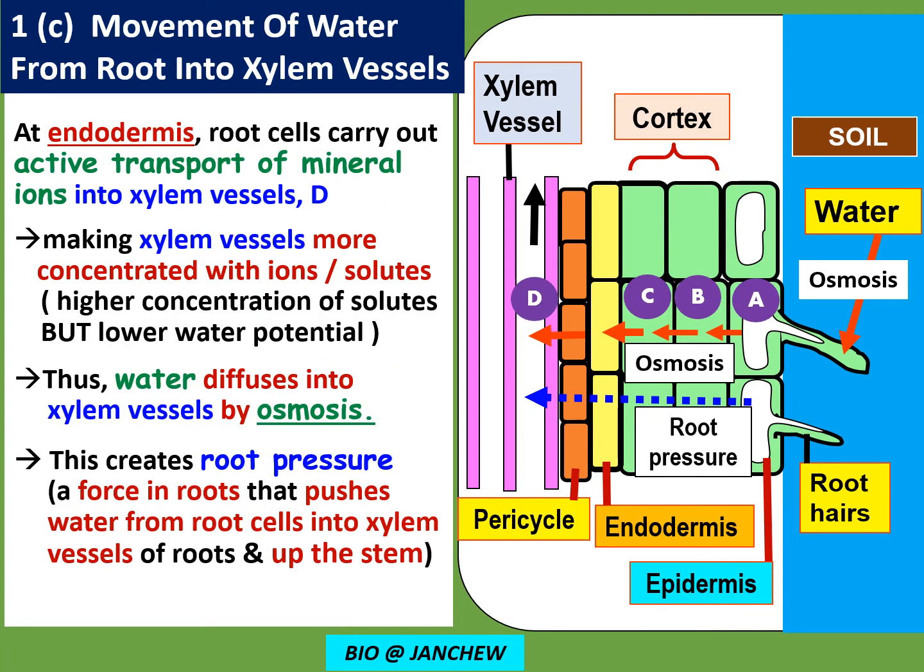Here's an extra point that is not mentioned in the textbook, right? So we know that water moves by osmosis. Water diffuses by osmosis from one root cell to the next and into the xylem vessel, right? Water always diffuses by osmosis through the cells, and this does not require energy. But in the area of the endodermis, root cells also carry out active transport of mineral ions into the xylem vessels, shown here.